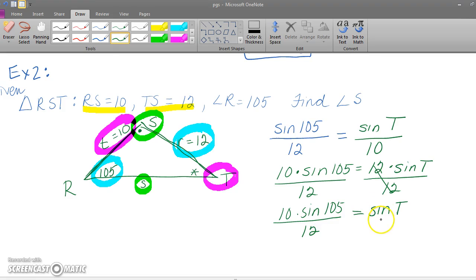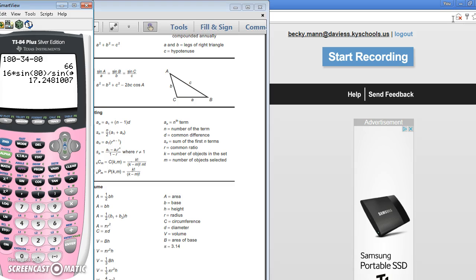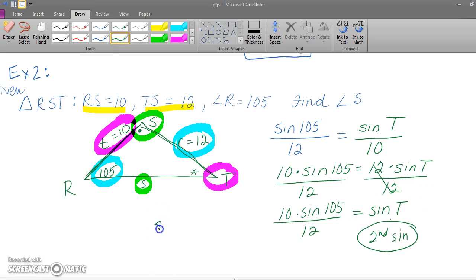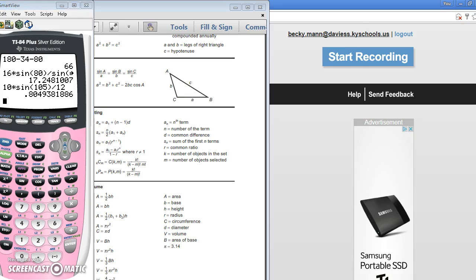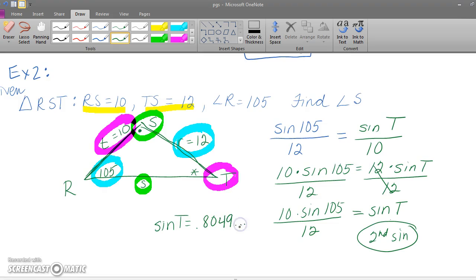Now, hopefully you remember from yesterday that if we're looking for an angle, we have to hit that second sine key. So on our calculator we would do 10 times sine of 105, close parentheses, divided by 12, and get that answer, 0.8049. That's what sine of t equals, 0.8049, and so forth.